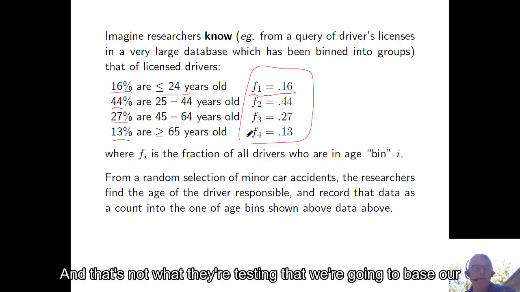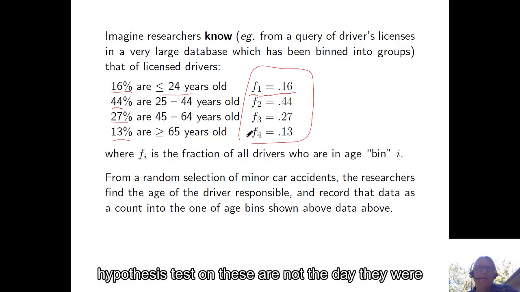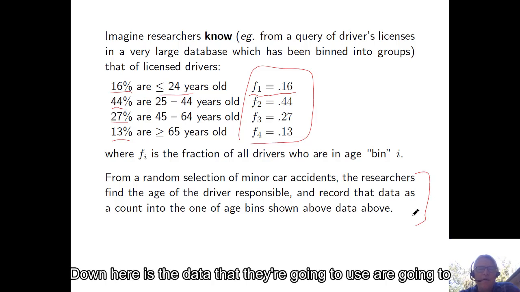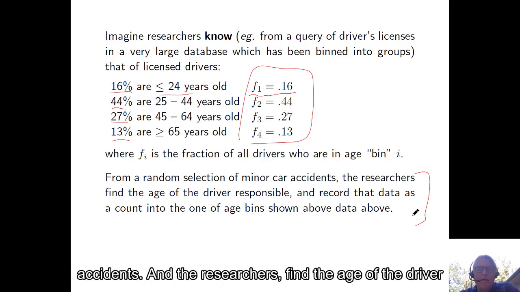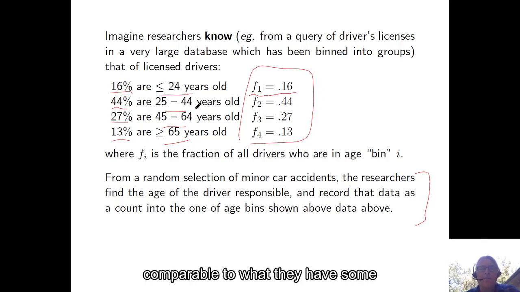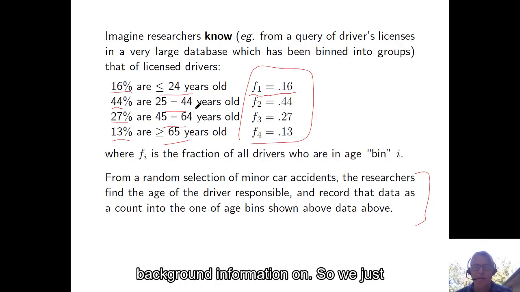And that's not what we're going to base our hypothesis test on. These are not the data we're using to test whether or not age affects the accident rate. Down here is the data that they're going to use. They're going to get a random selection of minor car accidents, and the researchers find the age of the driver that's responsible, and they record that data in these same age bins, so that it's comparable to what they have some background information on.